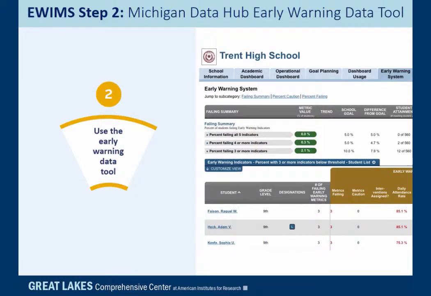In Step 2, teams retrieve and review data reports from their early warning data tool of choice. The Michigan Data Hub Early Warning Data Tool is shown here. The data dashboard facilitates flagging students by early warning indicator. Here you can see a student summary page that contains red and green flags, signifying whether the student has reached or exceeded a warning threshold.